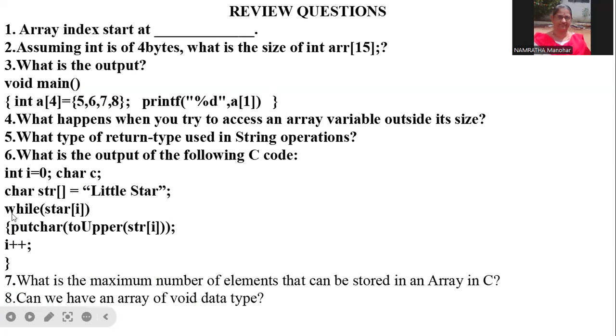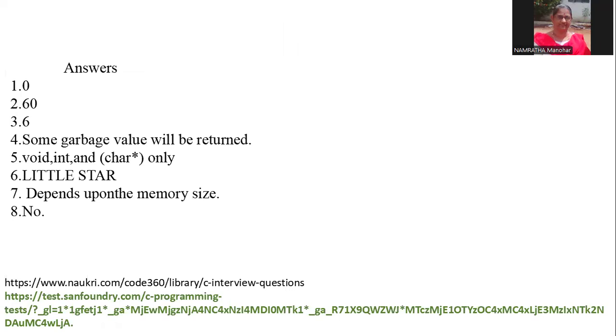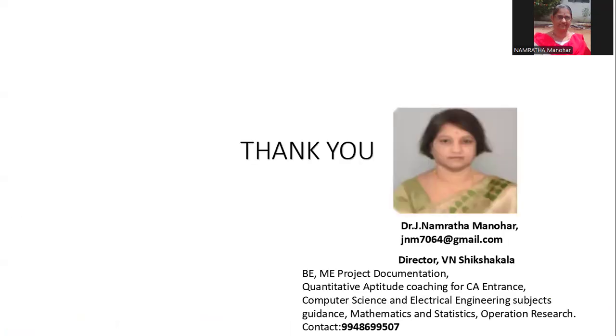I've given you a small piece of code here. So you have to analyze the logic and find out what the output is. What is the maximum number of elements that can be stored in an array in C? Right? Can we have an array of void data type? So these are some review questions I've given you. Answers also I have given you. First, you analyze and check whether your answers are right or wrong. In this way, if you go to various websites, Naukri.com, Sandfoundry and all, you will be getting more interview questions, review questions. You can attempt them and firm up your concepts.